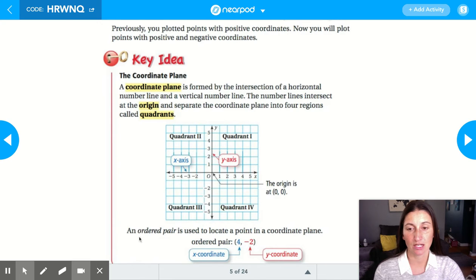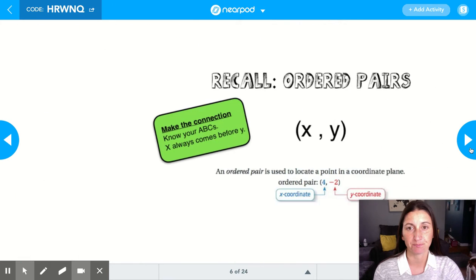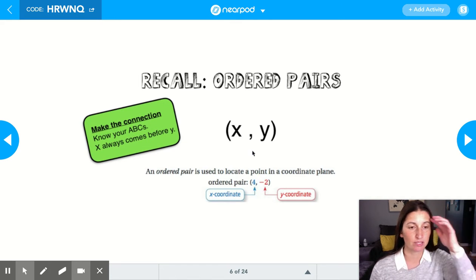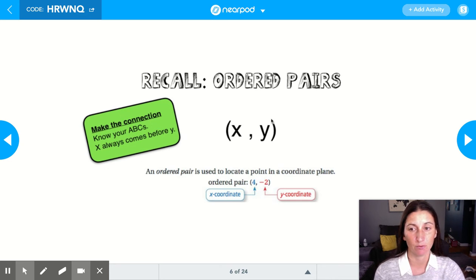Down here, you'll see a reminder that an ordered pair is used to locate a point in the coordinate plane. This is something you should be familiar with. The first number listed is always our x coordinate, the second number, the y coordinate. That's just a review of our ordered pair. I always like to say make connections. If you know your ABCs, you know that X always comes before Y. So if you get confused about which number is which, you can remember that X is always before Y.